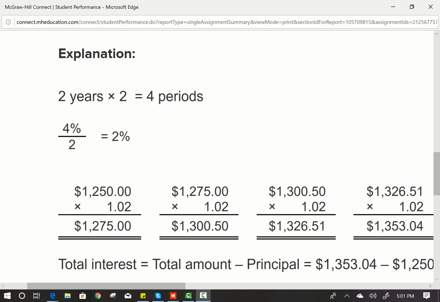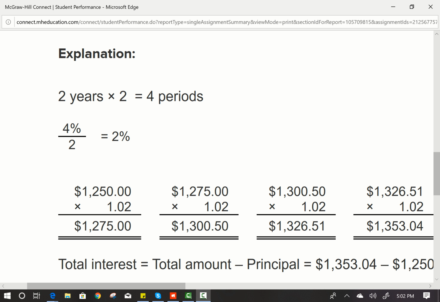Okay, let's go ahead and take a look at chapter 12. Keep in mind that in chapter 12, we're going to actually use three different charts. We're going to use a chart to find the future value, a chart to find the present value, and a chart to find out what the daily value of something would be in the future.